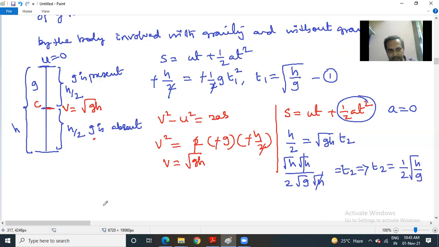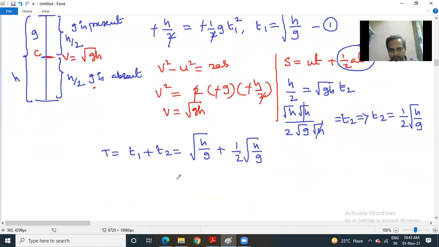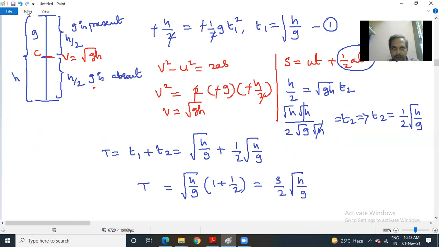Now total time, let us say T is equal to t1 with gravity plus t2 without gravity. What did you get? t1 is under root h by g, this is with gravity. Without gravity is 1 by 2 under root h by g. So if you take out common under root h by g, it will be 1 plus 1 by 2. If you simplify further, this will be 3 by 2 under root h by g. So this is the desired equation.